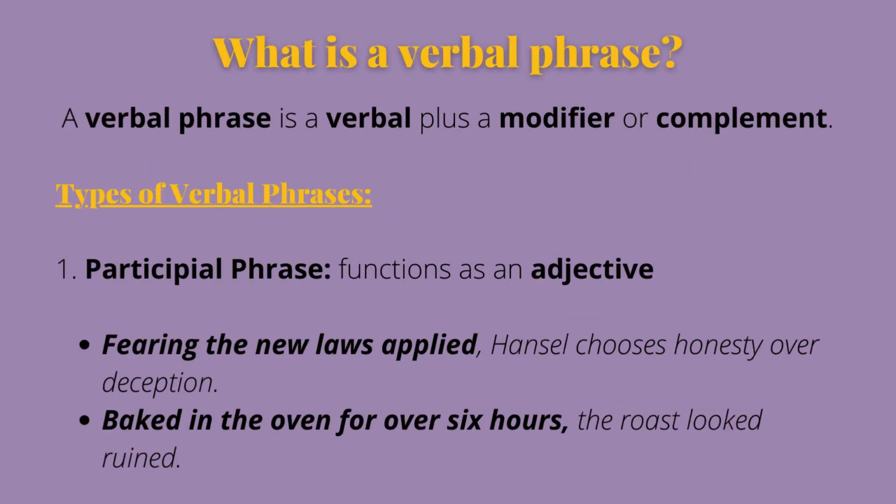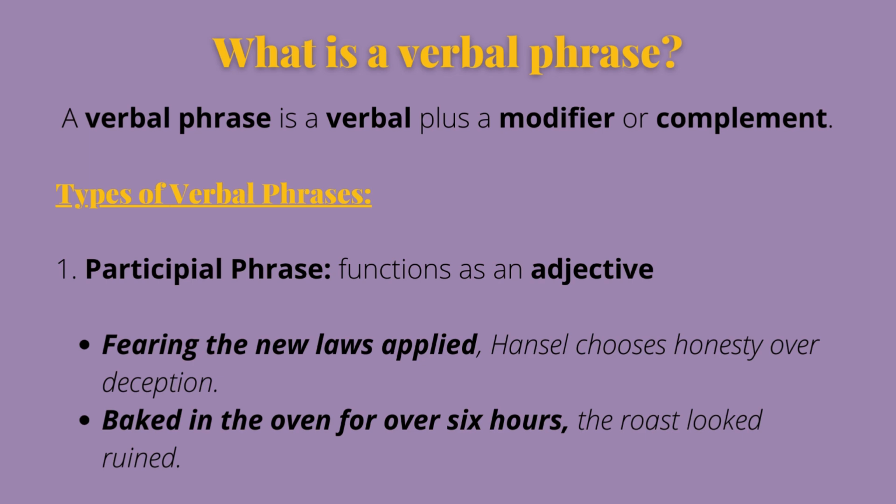What is a verbal phrase? A verbal phrase is a verbal plus a modifier or complement. Types of verbal phrases: the participial phrase functions as an adjective.